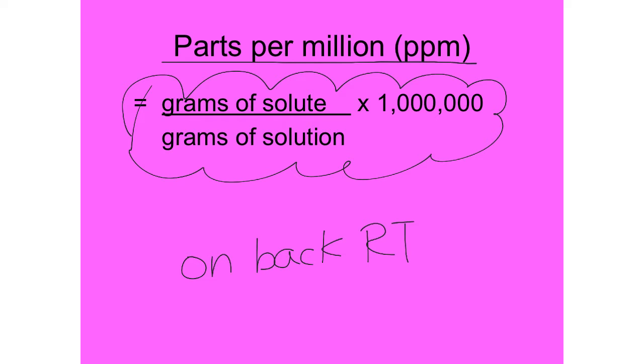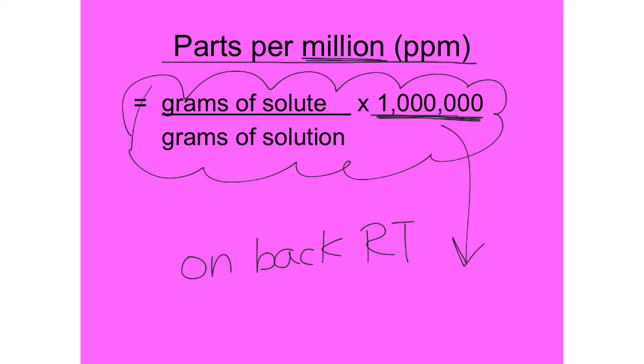So parts per million is actually a lot like the percent composition calculation that we did in the previous one. We are doing grams of solute over grams of solution, so that would be similar to mass of part over mass of whole. And instead of multiplying by 100 like we did in the percent composition calculation, since it's parts per million, we are multiplying by a million. We also have a calculation called parts per billion, and in that one, we would be multiplying by billion.